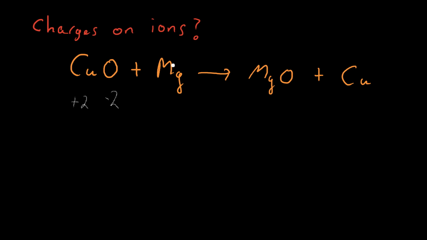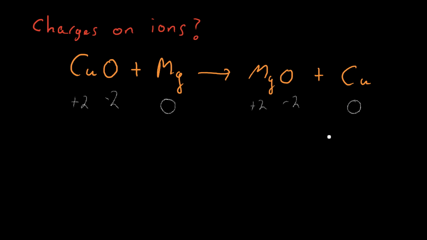Any element which is completely on its own, such as magnesium, always has a 0 charge, and there's no exception to that. Then, if we go over to the right hand side, magnesium is now with oxygen, and you can look at it in the periodic table because it's in group 2, so it has a +2 charge. Oxide still has a -2 charge because it's still an ionic compound, and copper now has a 0 charge.